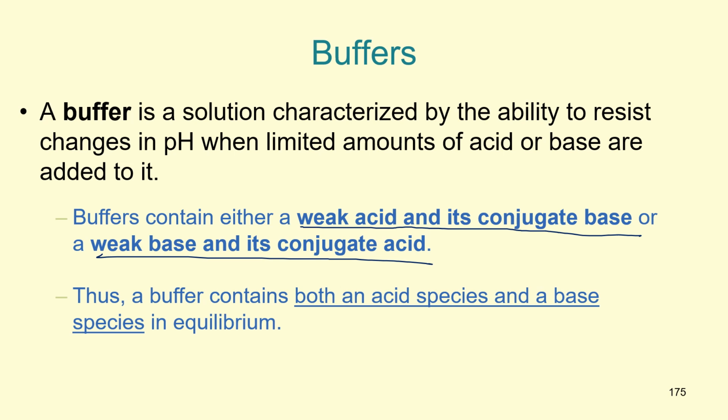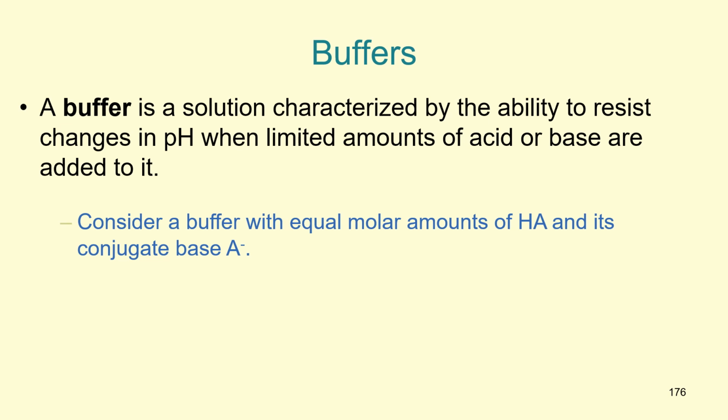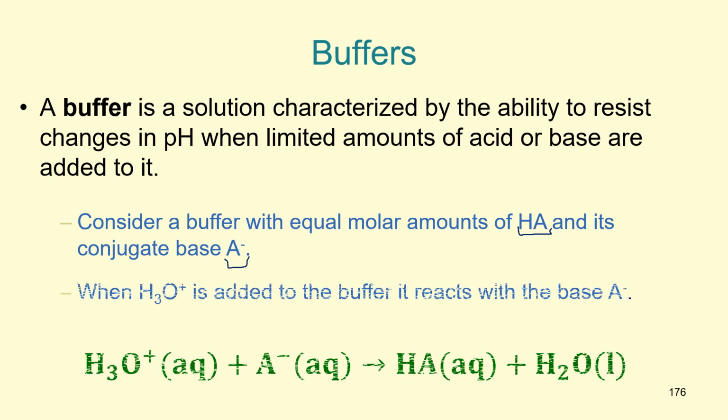And so it has both the acid and the conjugate base in equilibrium with each other. So if we consider a buffer that has the weak acid HA, then it also has to have some A minus around from another source, not from the acid itself, like from NaA. So here's our buffer. We have HA and we have A minus, both in equilibrium.